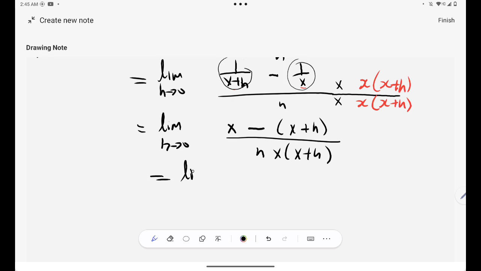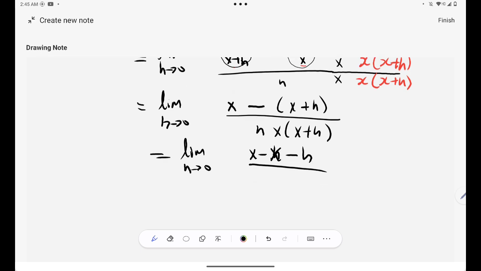And then I need to remove the brackets. Okay, now before I remove the brackets at the numerator, guys, we can all see that I have whole numbers divided by whole numbers. It's easier for me to work whenever I have this kind of a situation. So I will have x minus x plus h. This thing is divided by h times x and x plus h.